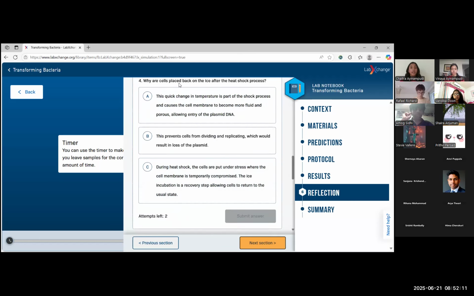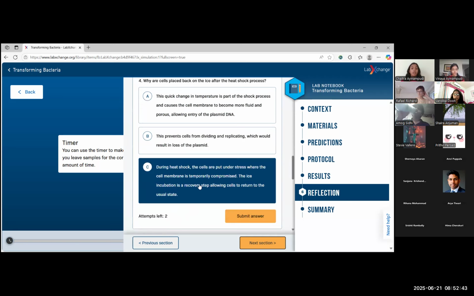Now, why are the cells placed back on ice after a heat shock process? So a heat shock is like if you get a burn, you have to cool it down. And it was kind of like that for the fluids. Right now, it's just to let them cool down. And since they were under stress, the cell membranes were temporarily compromised. So they needed to recover.